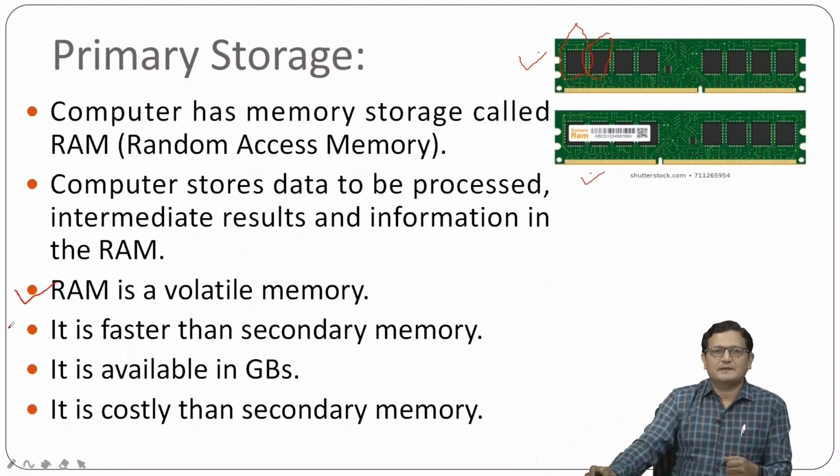Random access memory is always faster than the secondary memory. Usually, random access memories are available in GBs. You will get 2 GB of RAM, 4 GB, 16 GB of RAM. It is easily available in today's market. It is a costly memory compared to the secondary memory, right? So this memory is obviously a faster memory made from circuitry, and because of that this memory is considered a costly memory, right? Fine.